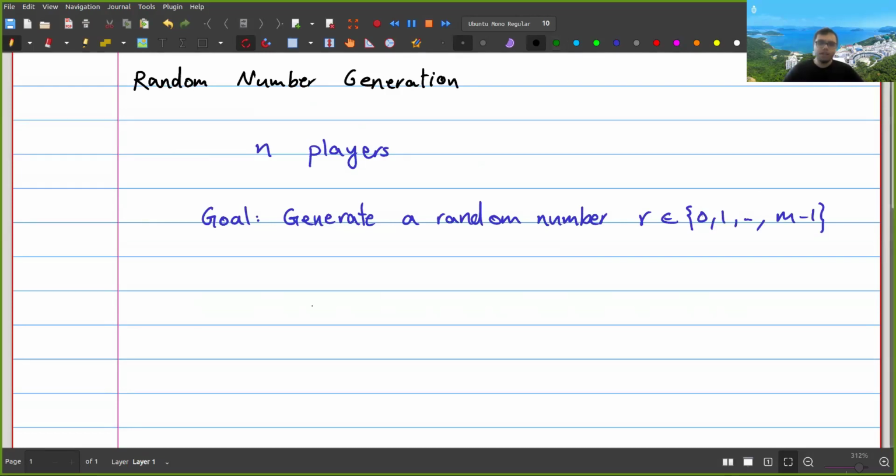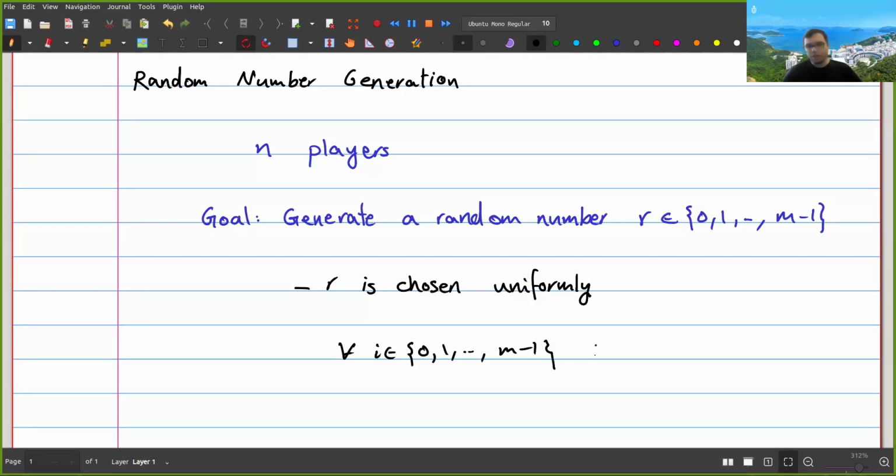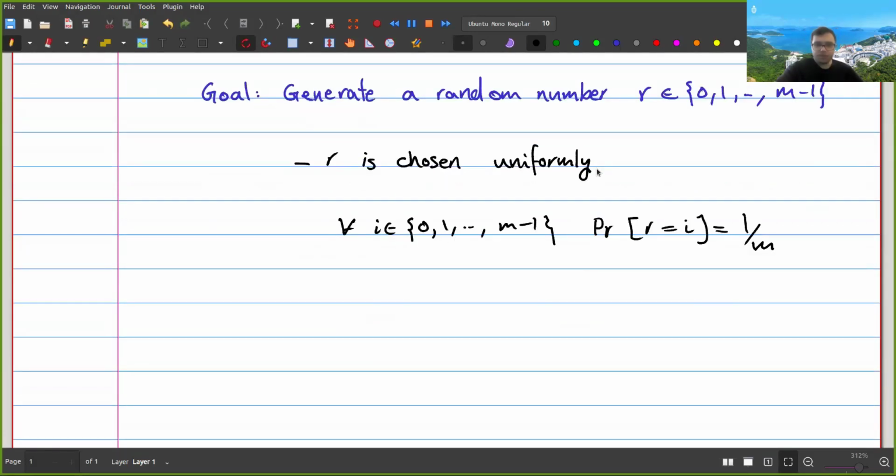One property I need is to make sure that this random number is chosen uniformly. Okay, so I want to make sure that R is chosen uniformly, which basically means that for every i in the set of numbers from 0 to m minus 1, I want the probability that my random number happens to be i to be exactly 1 over m. Okay. So this is a very important thing.